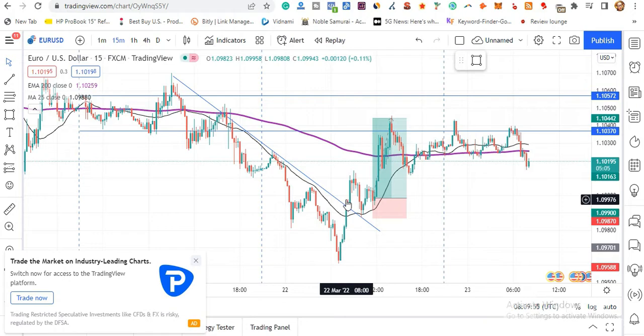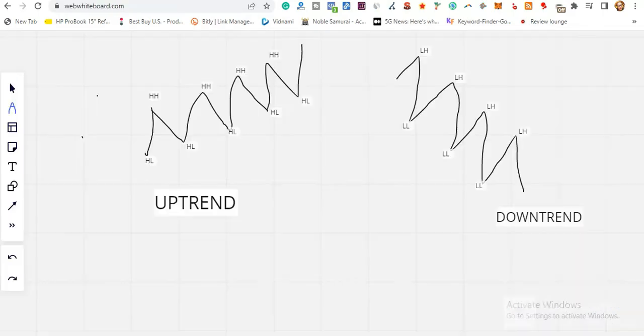But trend line break is when the trend is changing. When the trend is changing, it is a trend line break. For example, when it comes here and then it breaks. But first of all, before we start, I would like to show you how to know the trend. You have to determine the trend first. Let me show you my whiteboard.